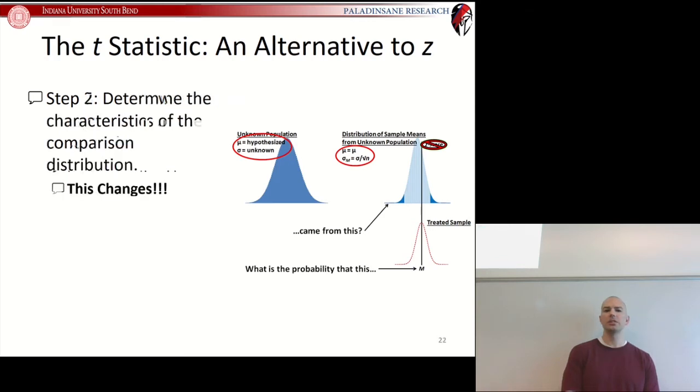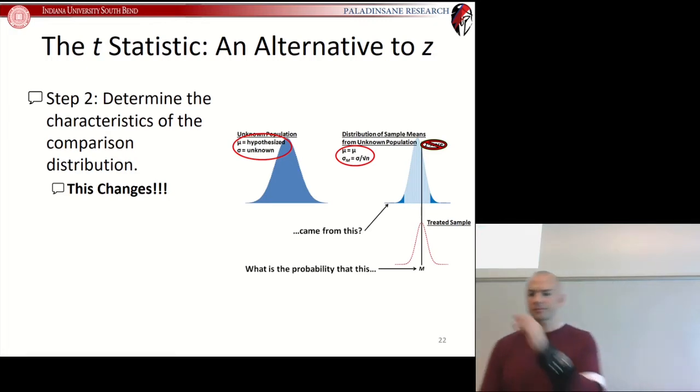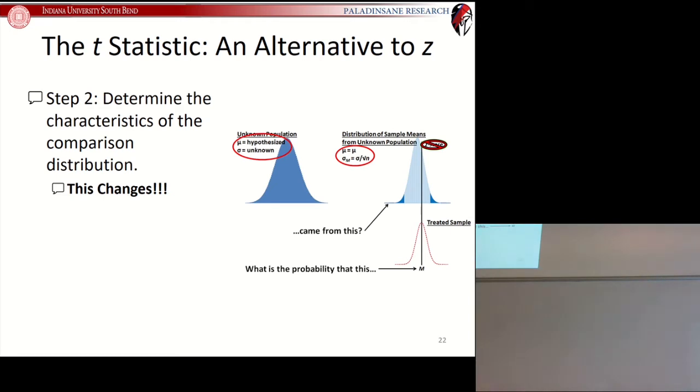Let's start with step number 2. Determine the characteristics of the comparison distribution. All right. So you'll notice that we do not know what the spread is of our unknown population. However, we happen to have a sample that came from that unknown population. And as you've seen before, we can use sample statistics to estimate population parameters.